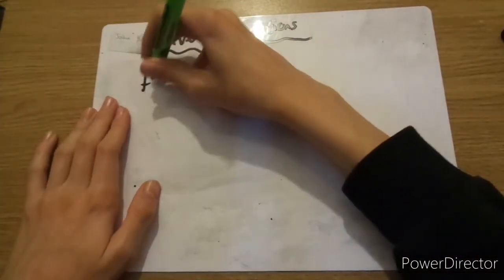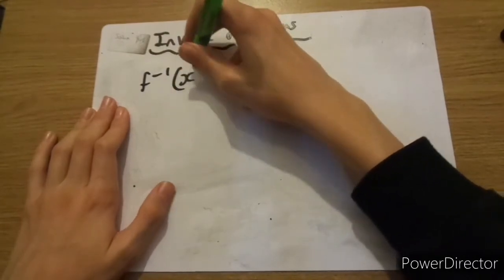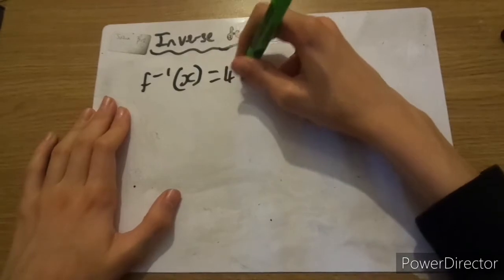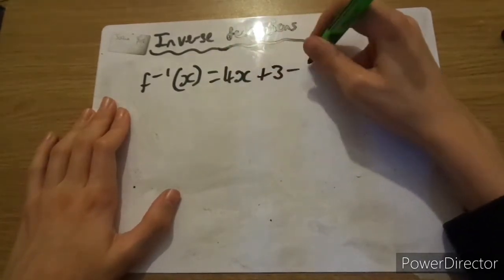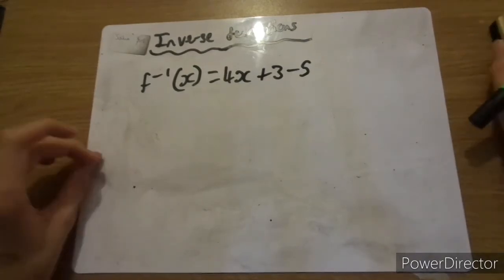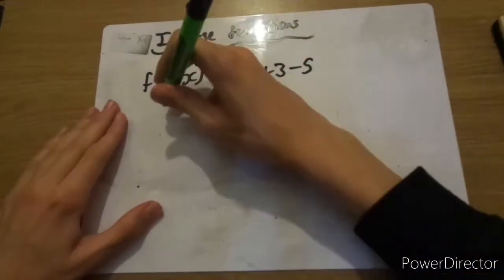Using natural numbers, so it's f to the power minus 1 of x, which is then equal to 4x add 3 minus 5. That's like just a minus 2 to summarise it all, but that's beside the point. So let's say I substitute 8 in.